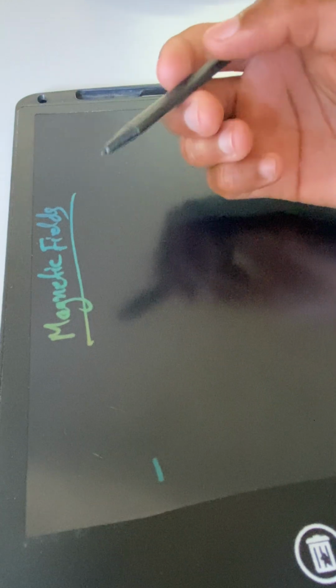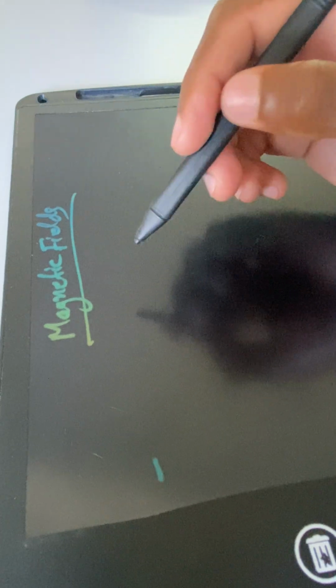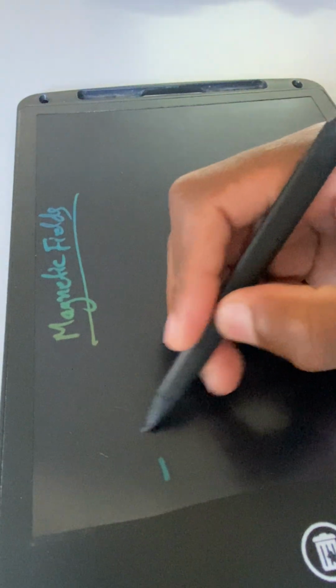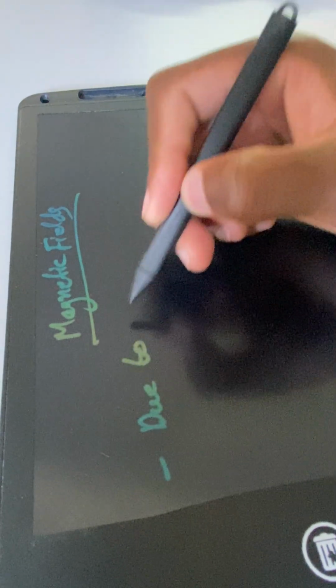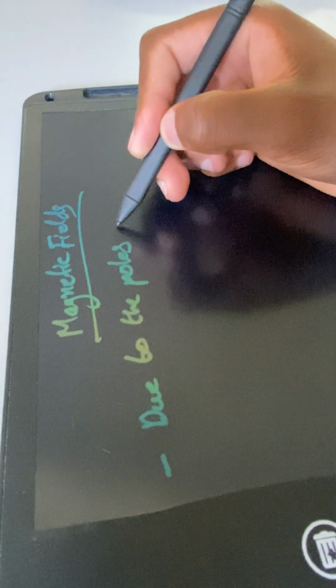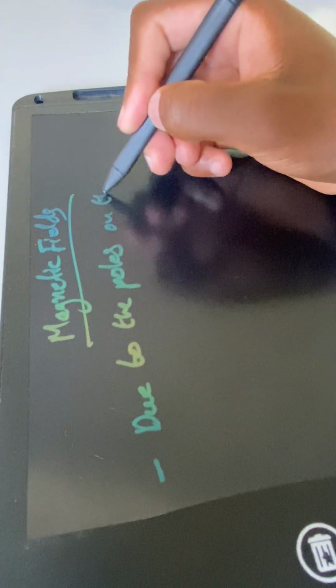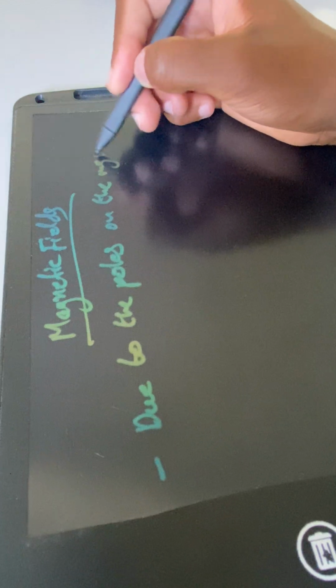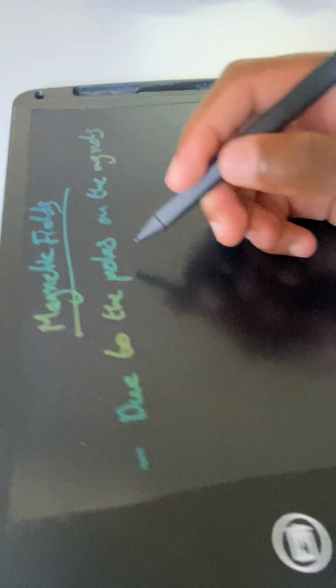Because even with an induced magnet, we still have a magnetic field, right? And the magnetic field is due to what? It's due to the poles here on the magnet, isn't it? On the magnet. So that's one thing that is very key.